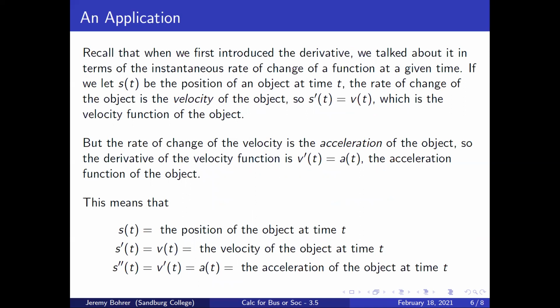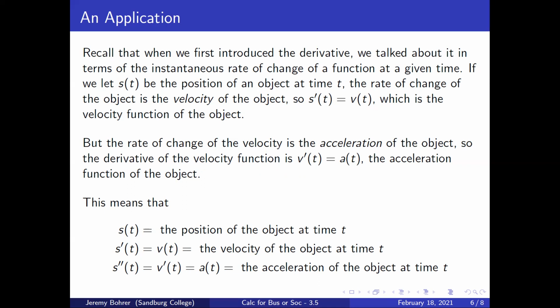An application. Recall that when we first introduced the derivative, we talked about it in terms of the instantaneous rate of change of a function at a given time. If we let s of t be the position of an object at time t, the rate of change of the object is the velocity of the object. So s prime of t is v of t, which is the velocity function of the object.